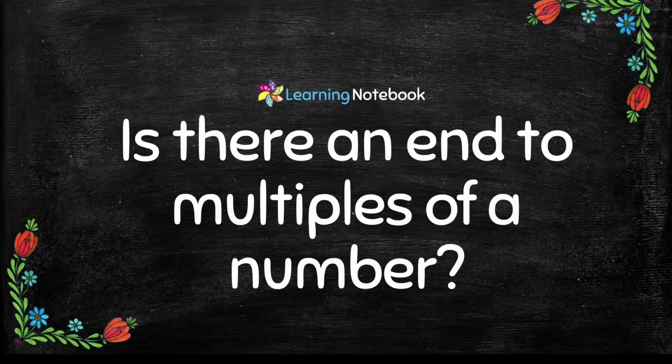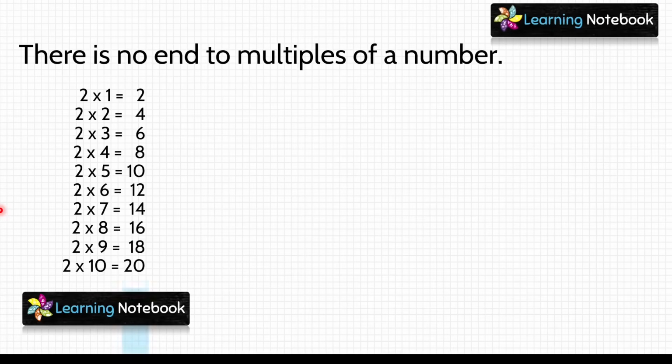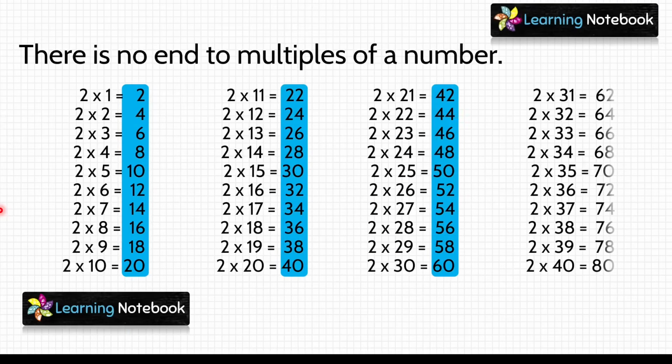Now the question is, is there an end to multiples of a number? The answer is, there is no end to the multiples of a number. Look here, in this table of 2, if we multiply 2 by 10, we get 20. If we multiply 2 by 20, we get 40. And then if we multiply 2 by 30, we get 60 and so on. So students, there is no end to the multiples of a number.